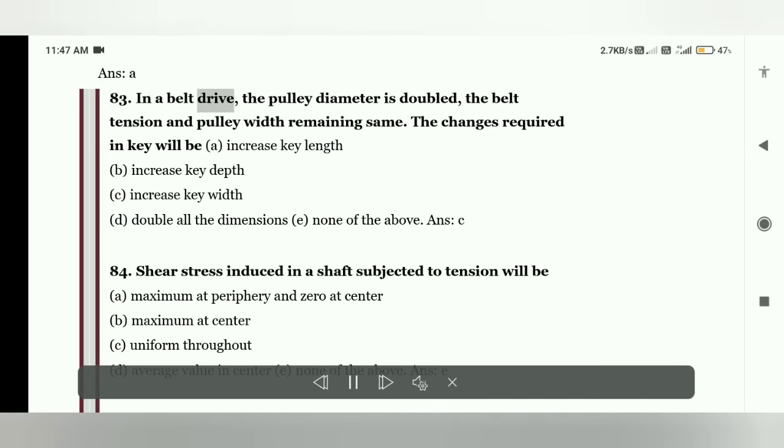83. In a belt drive, the pulley diameter is doubled, the belt tension and pulley width remaining the same. The changes required in the key will be: A, increase key length; B, increase key depth; C, increase key width; D, double all the dimensions; E, none of the above. Answer: C. 84. Shear stress induced in a shaft subjected to tension will be: A, maximum at periphery and zero at center; B, maximum at center; C, uniform throughout; D, average value in center; E, none of the above. Answer: E.